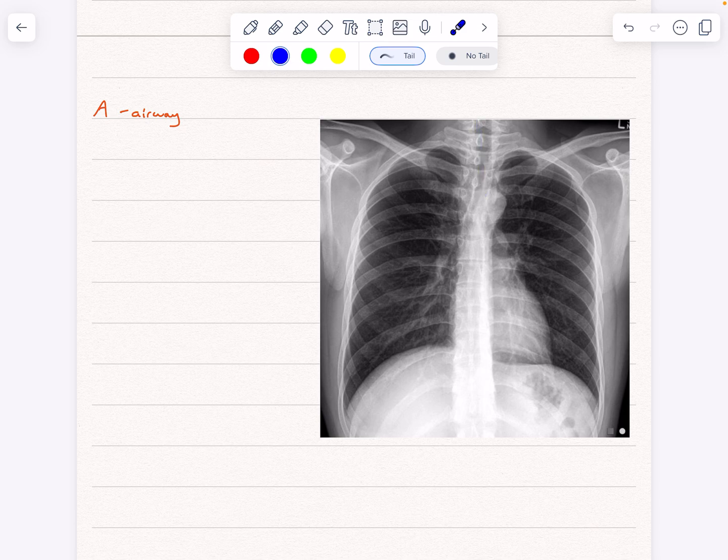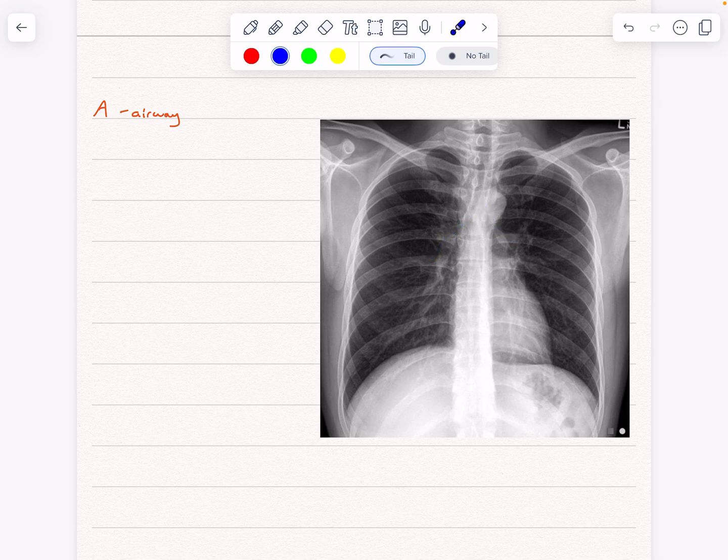Then we're going to look for the carina, which is basically the bifurcation of the trachea into both bronchi. Think of it the way that the road splits. So you can see that here. The trachea comes down here and then splits into each bronchi, the right and the left. The right here and the left there.